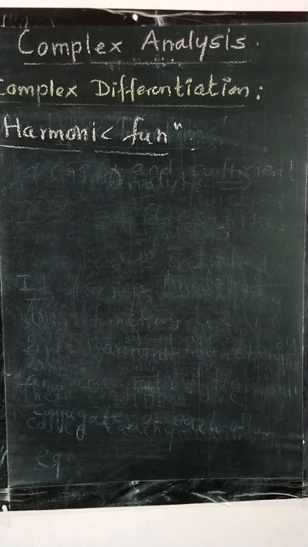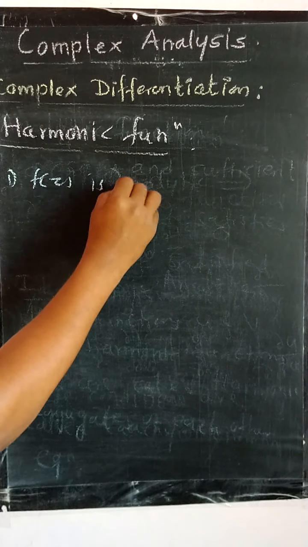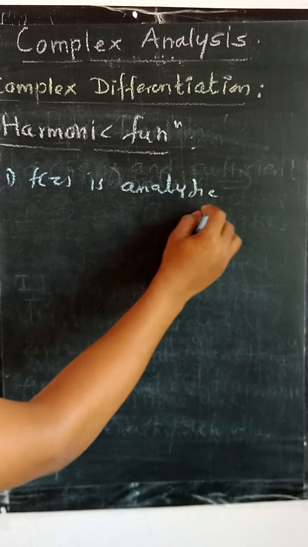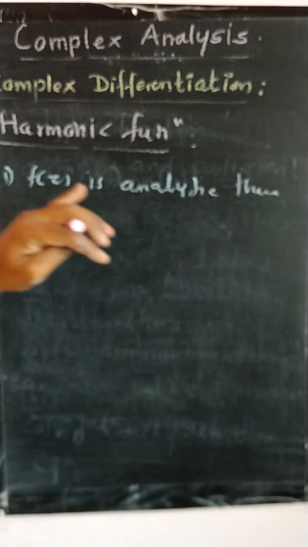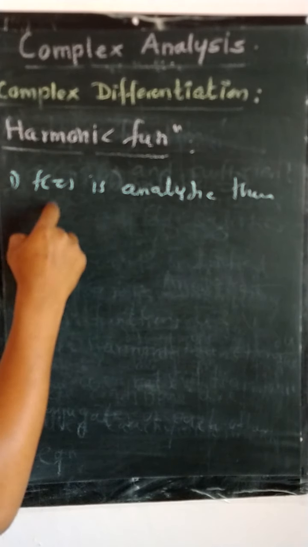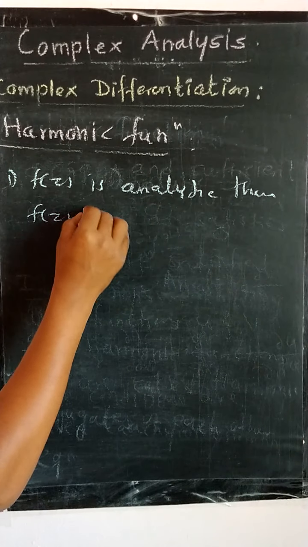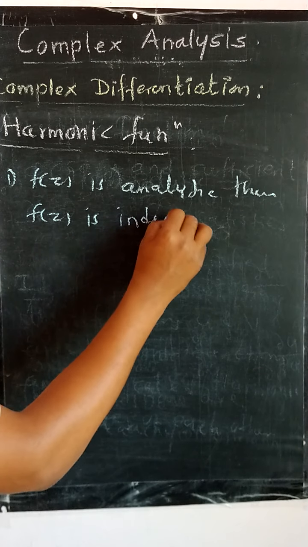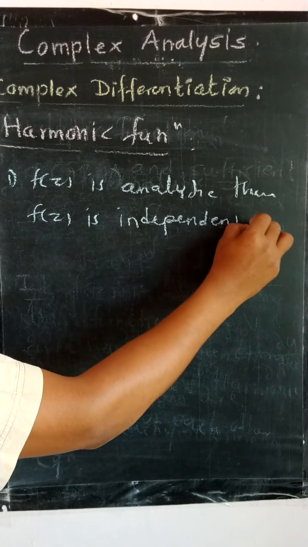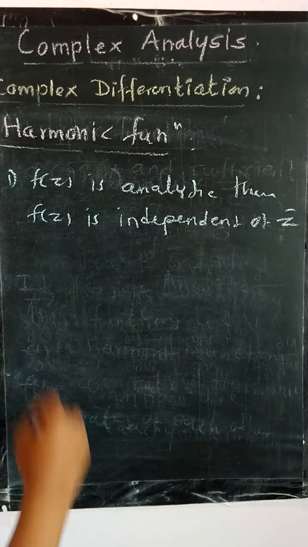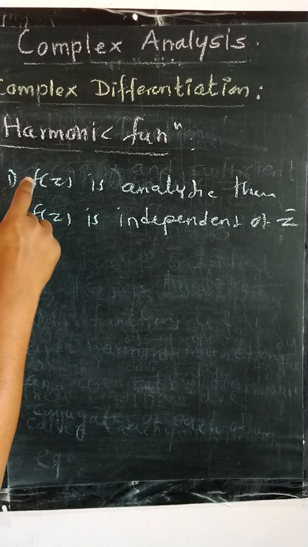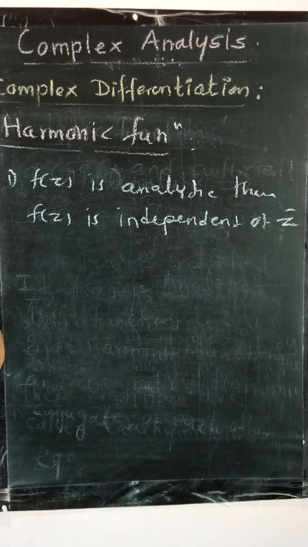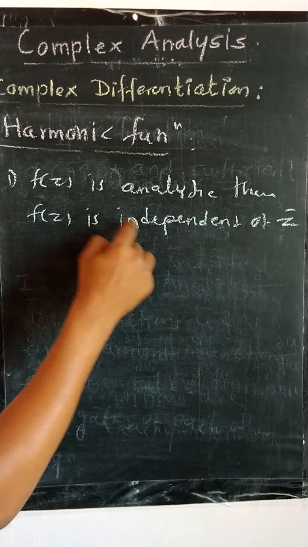Note, if the function f of z is analytic, then it will be completely expressed in the form of z, that is, it does not depend on z bar, which is conjugate of z. So this is a very important thing, that if f of z is analytic, then that will be only in the form of z, not in the form of z bar. That is, function is independent of z bar.